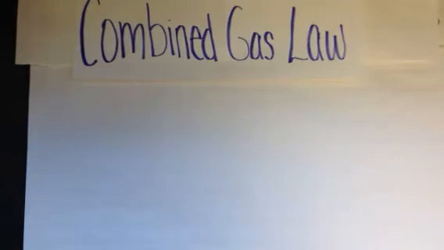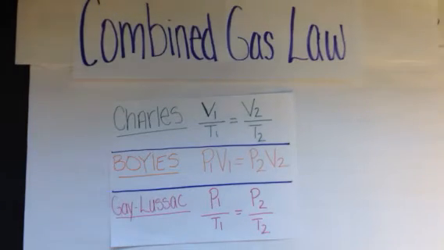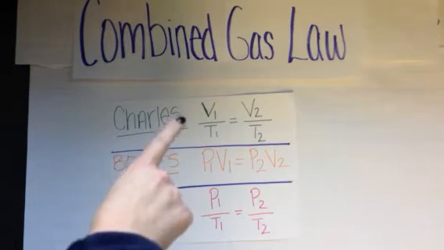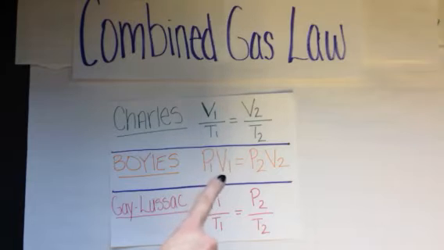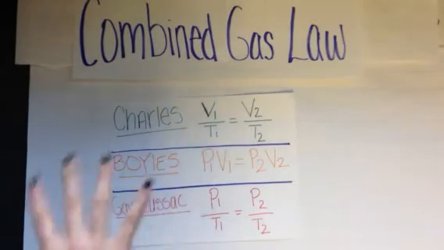So as a review, it is important to remember all the laws that we've talked about so far for gases. Here they are. We've got Charles, Boyle's, and Gay-Lussac. In Charles we have temperature and volume, for Boyle's we have pressure and volume, and for Gay-Lussac we're talking about temperature and pressure. So let's see if we can find some commonalities amongst these equations.